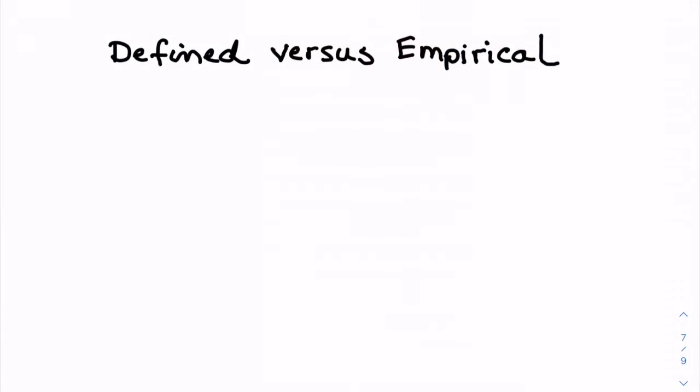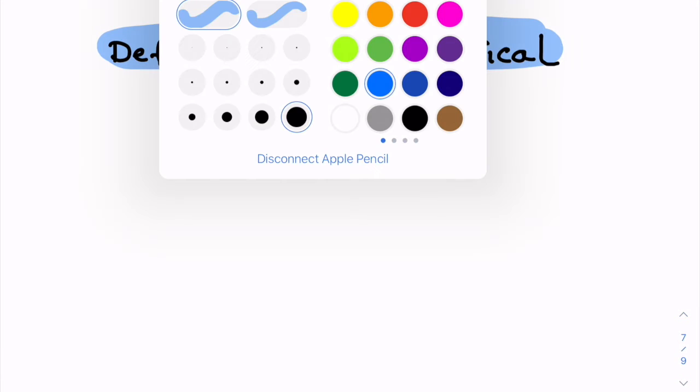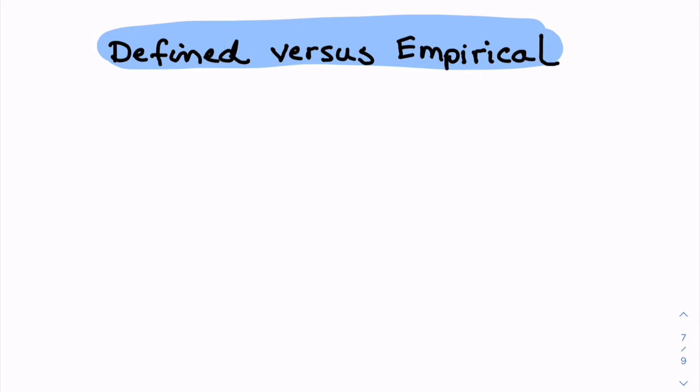Welcome to our video series on Agile. In this video, we look at two different approaches to doing work: defined versus empirical. Both of these processes can be represented through a simple system diagram with input, process, and output.